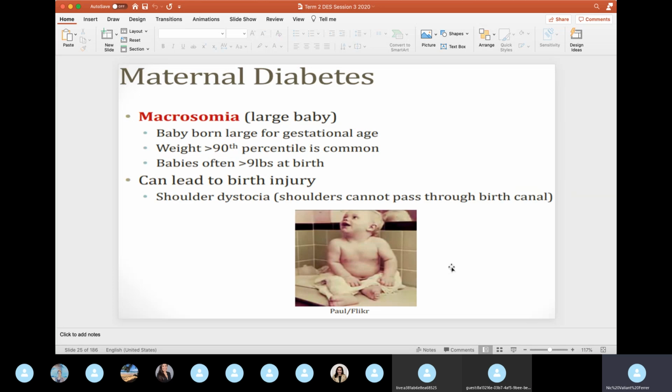Another thing, when I say maternal diabetes, you say macrosomia, large baby, which can lead to what? Birth injury. Don't forget, it can induce shoulder dystocia. The shoulders cannot pass through the birth canal. What is that injury that you can have? Shoulder dystocia. The shoulders cannot pass through the birth canal.